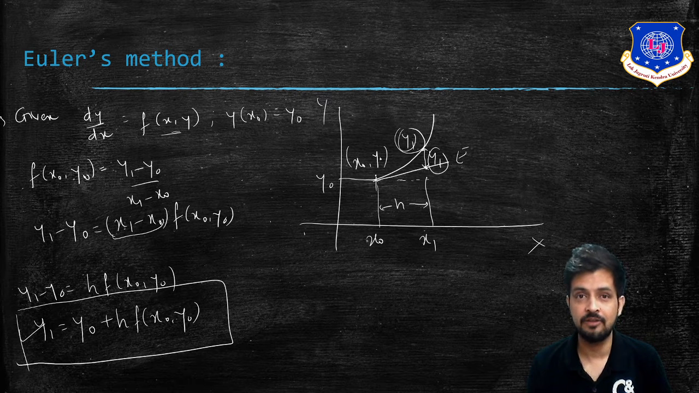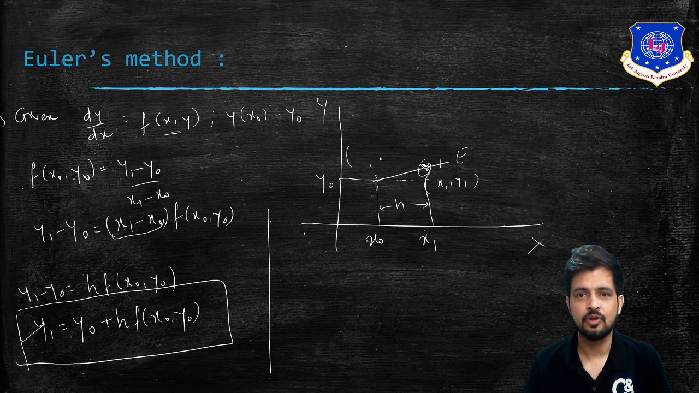Now how can we find the value of y2? For y2 we have two values, x1 and y1, so one point is there, x1 comma y1. From this point, for your simplification, I am just showing the point x1 y1. The point x1 y1 will be here.